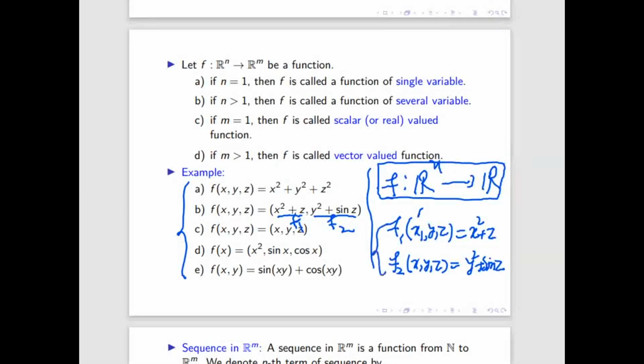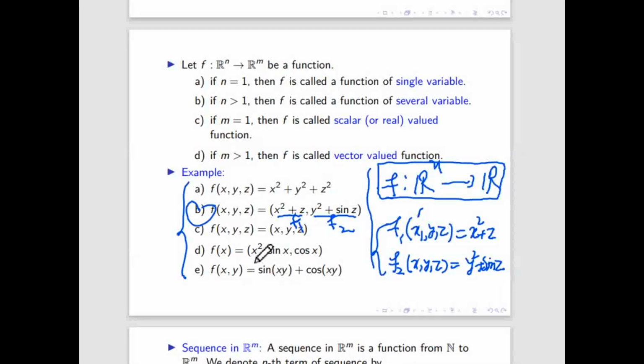So if you know f1 and f2, you will get clear information about f. And f1 and f2 are nothing but maps from R3 to R. So if it is a vector valued function, there is no problem. You can always assume this is f1, f2. If it has more components, this is f1, this is f2, this is f3.